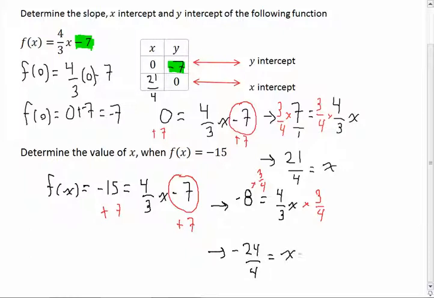And what's negative 24 divided by 4? That is correct. It actually is a number, which is negative 6. Okay? Nice. So the value of x, when f of x is equal to negative 15, is negative 6. And we can summarize it as this: f of negative 6 is equal to negative 15. So that would be our final answer in this case.